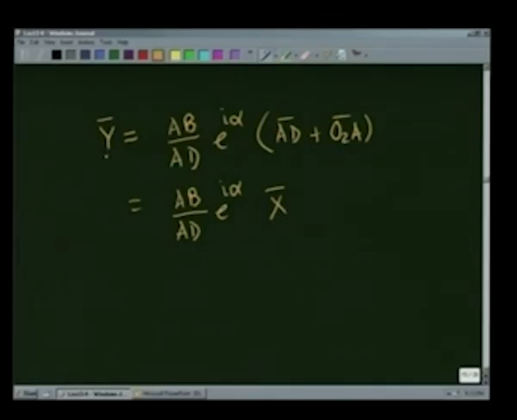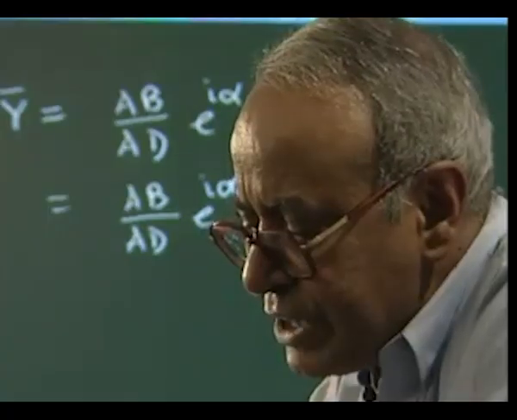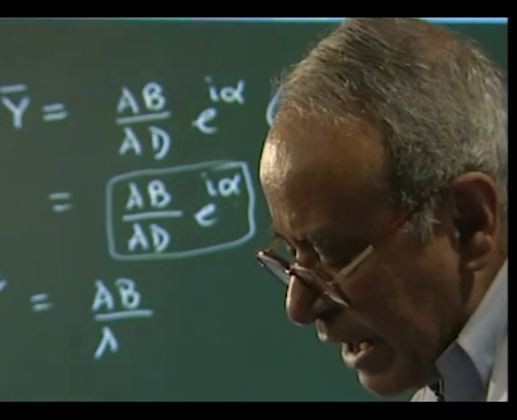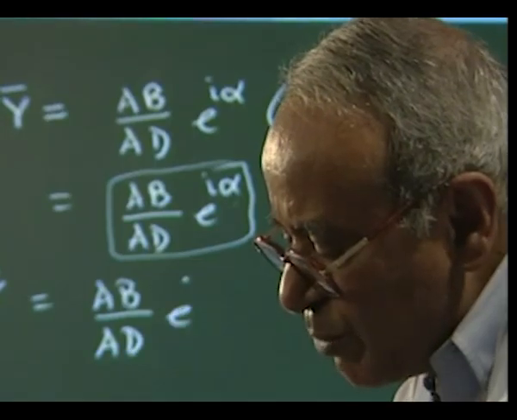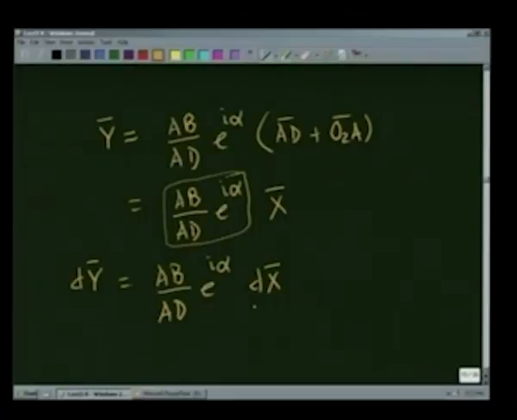Y is changing with time, x is changing with time, but the link length AB by AD and the angle alpha of that triangle are not changing with time. So, this factor is a constant independent of time. So, the movement of the point, dy, I can write AB by AD into e to the power I alpha into dx, where dx represents the movement of the vector x and dy represents the movement of the vector y.